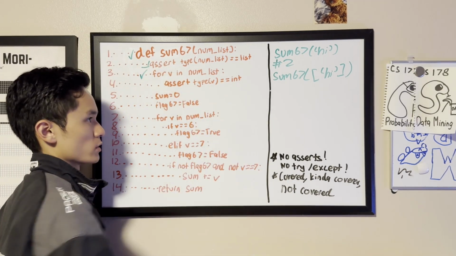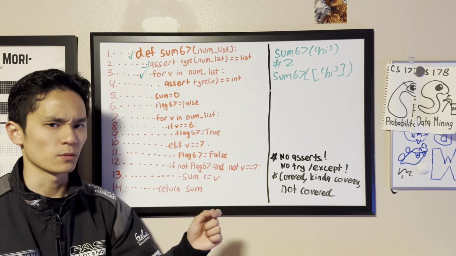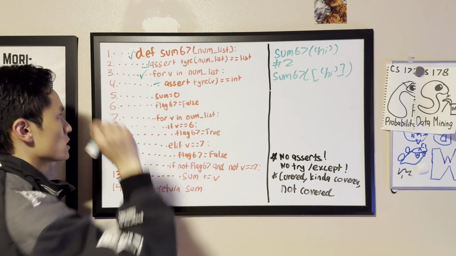Assert type v is equal to an integer. Because we have a string, this is only partially covered. So let's mark this as partially covered.